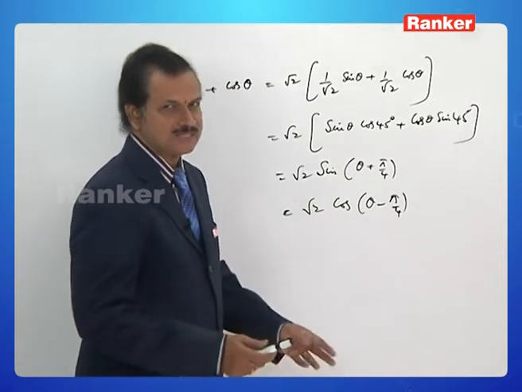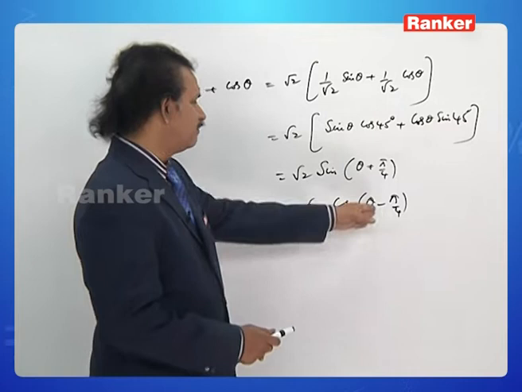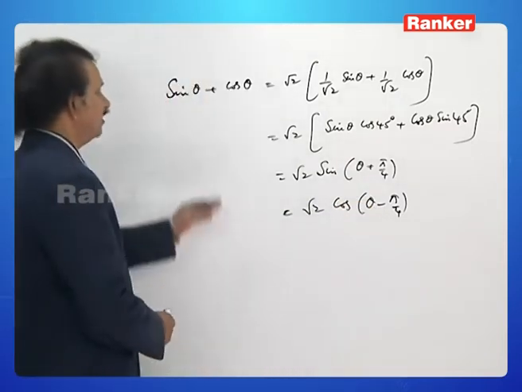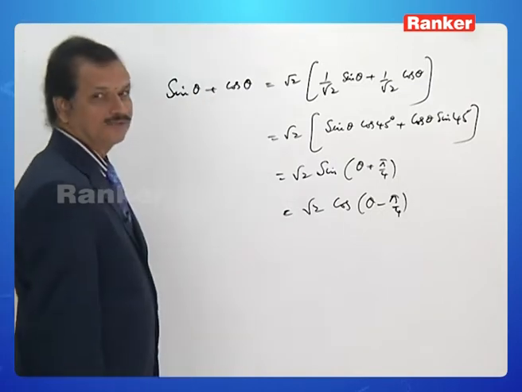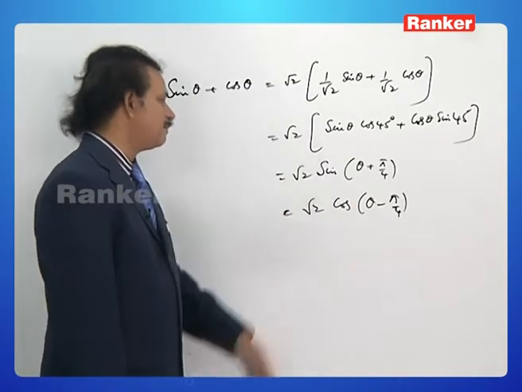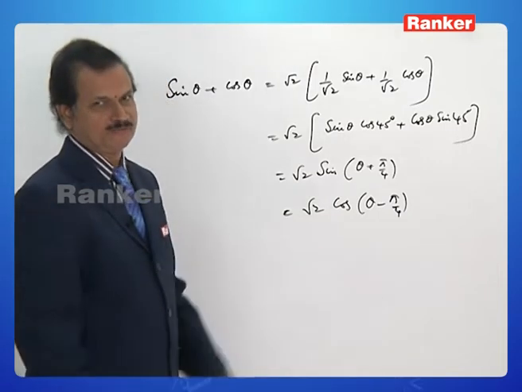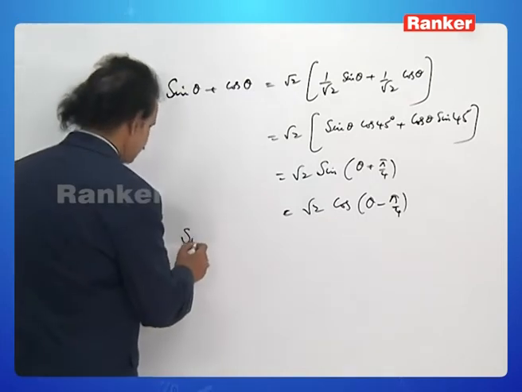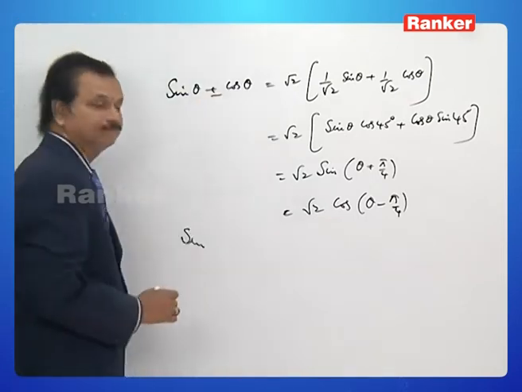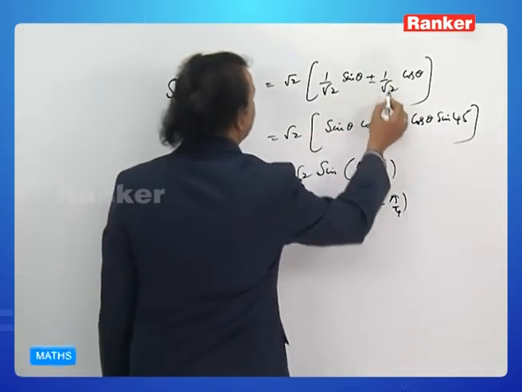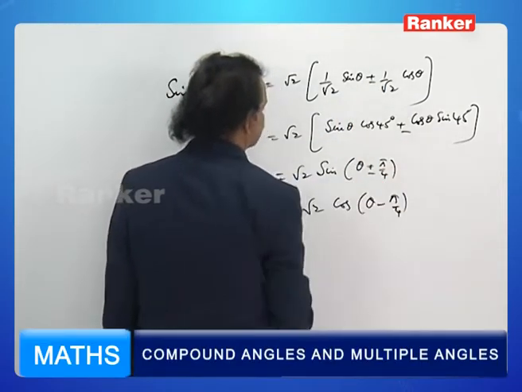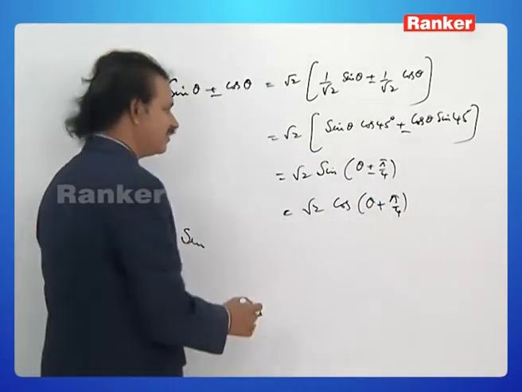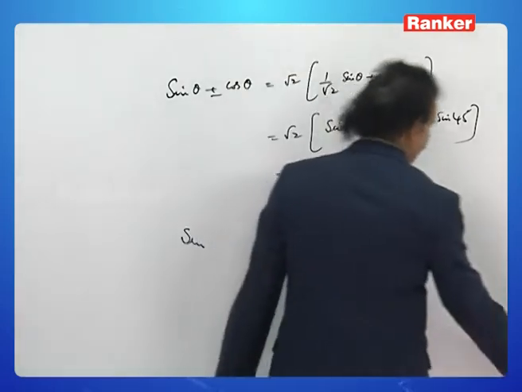You see, cos of minus theta is cos theta, isn't it? This can be viewed as cos of pi by 4 minus theta also. Okay. So, if plus sign is here, you can write sine of theta plus pi by 4 or cos of theta minus pi by 4. Both are correct. Suppose you have sine theta minus cos theta. What happens? This will be minus, this will be minus, this will be minus. And then this becomes plus. Isn't it? Like that. This is the matter.